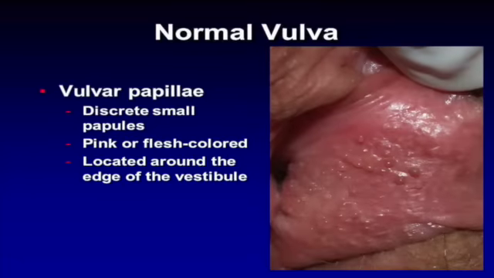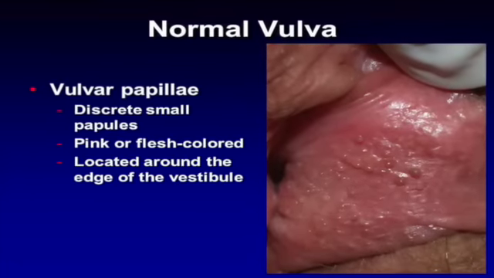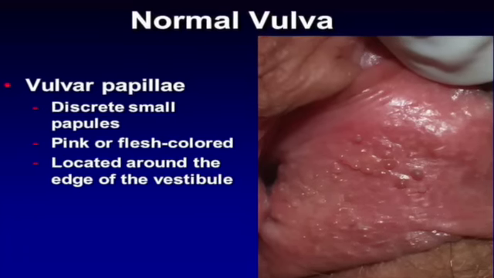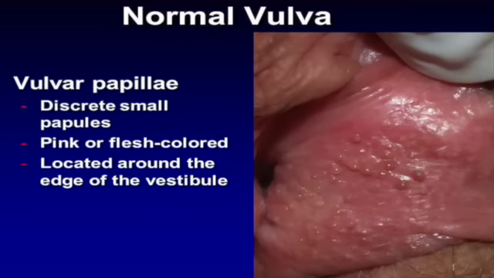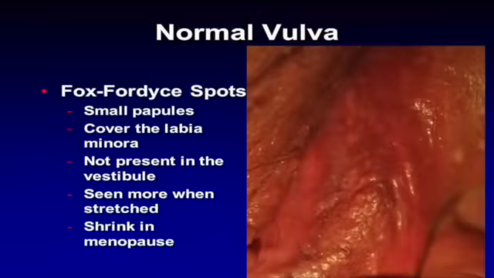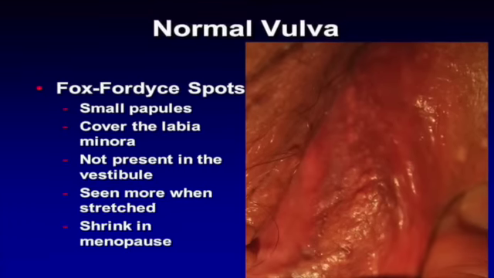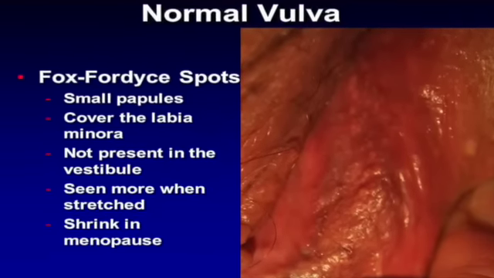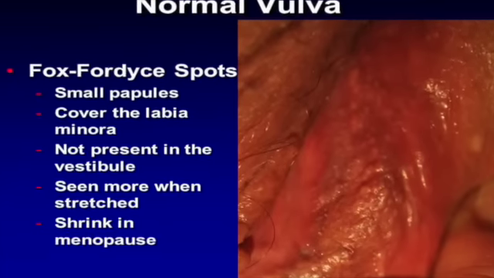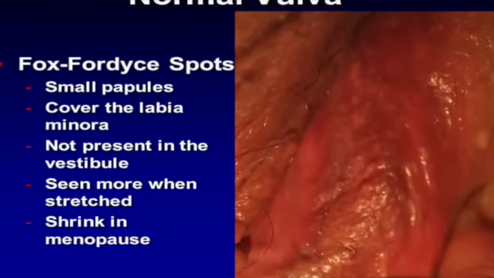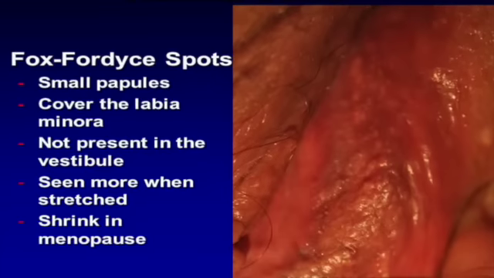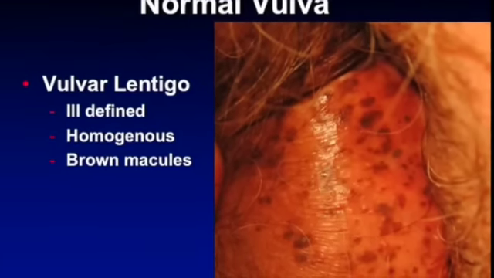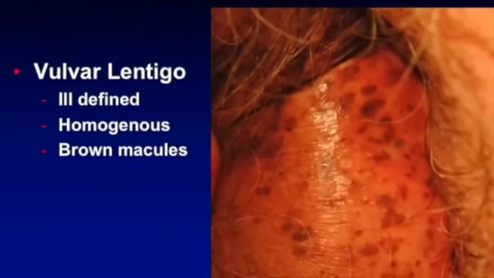Here is an example of vulvar papillae, a normal variant of vulvar anatomy. They can be described as discrete, small papules that are pink or flesh-colored, located around the edge of the vestibule. Another example of normal variants in vulvar presentation are Fordyce spots. These present as small papules that cover the labia minora, spare the vestibule, and shrink in menopause. Fordyce spots are best seen when gently stretching the labia. Vulvar lentigo are also ill-defined and present as homogeneous brown macules.